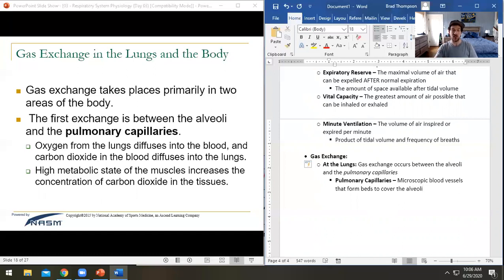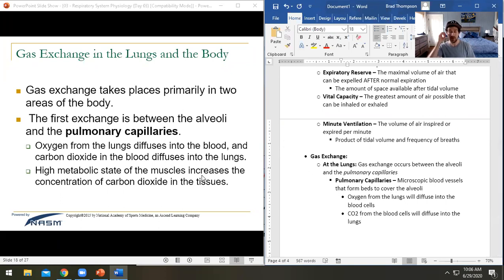So what's going to happen is oxygen from the lungs will diffuse into the blood cells, and CO2 from the blood cells will diffuse into the lungs. Okay, so there's an exchange there. You give me oxygen, I'll give you CO2.